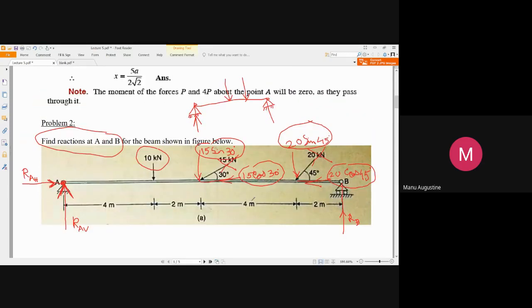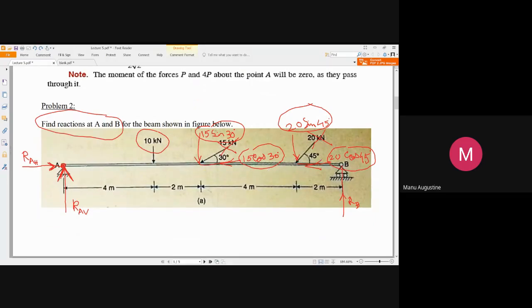But this is not the case. In the given problem, we are dealing with a set of forces which are both in horizontal and vertical directions. So since there are horizontal forces, applied horizontal forces present in the system, that is why we put a horizontal reaction here. Okay. So in this problem, how many knowns and how many unknowns are there? This is unknown, RAH, unknown number 1, RAV, unknown number 2, RB, unknown number 3. And there are 1, 2, 3, 4, 5 known forces.